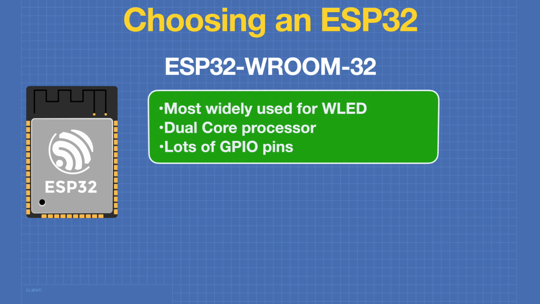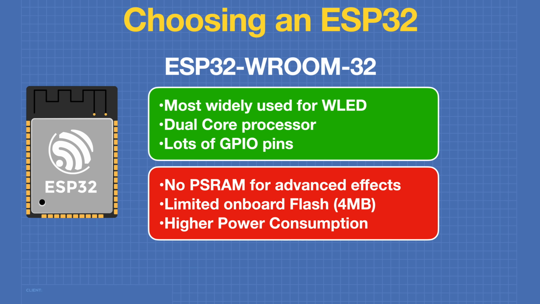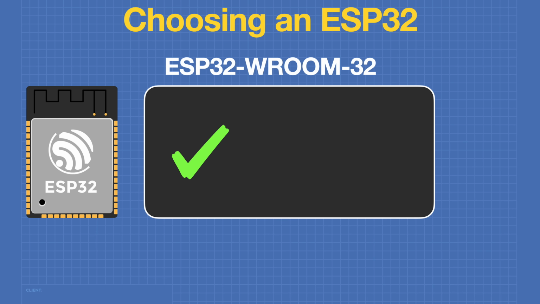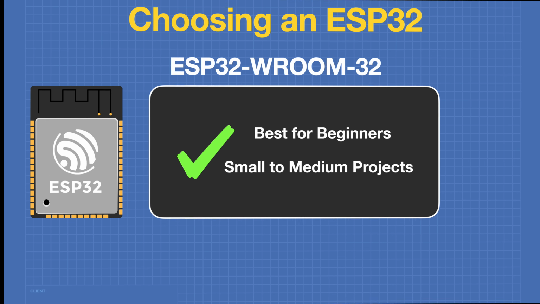The ESP32 WROOM32 is a good choice for WLED. It's actually the most widely used processor. It has 2 cores and lots of GPIO pins. On the negative side, it has no pseudostatic RAM and a limited amount of onboard flash memory. It also has higher power consumption than more modern ESP32s. This device is the best one for beginners and is good for small to medium projects.